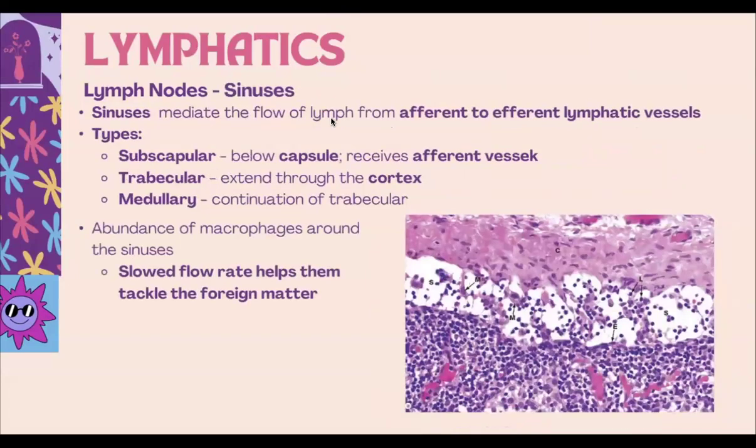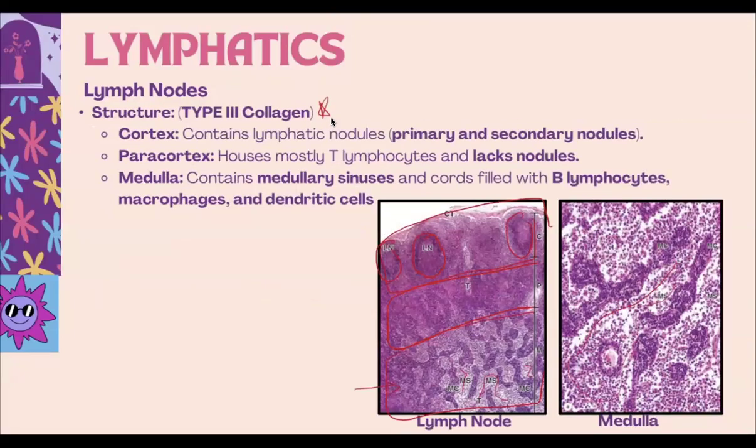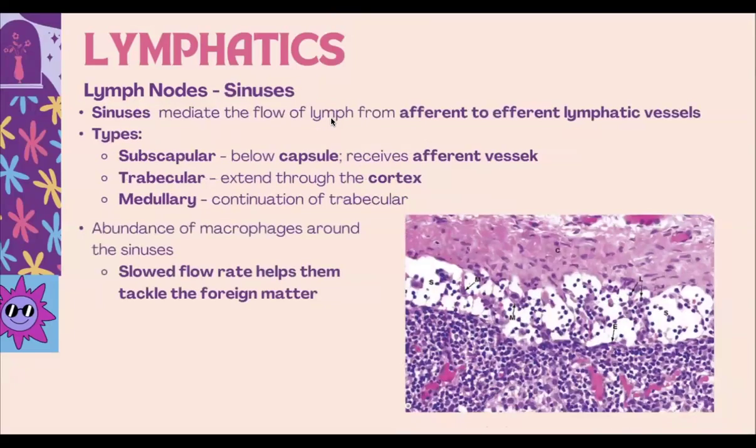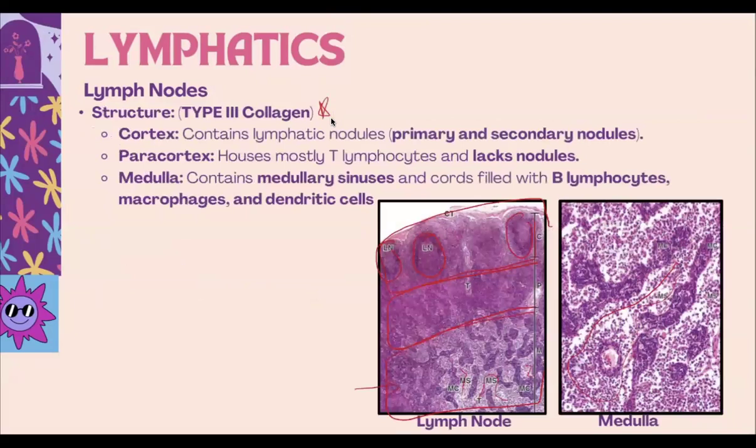So when we come to the sinuses, there's three main types: subcapsular, trabecular, and medullary. What's happening for the sinuses is we have the lymph coming in from the afferent into the lymph node, and now it has to pass through to the efferent. The passage of the lymph from the afferent to the efferent is guided by the sinuses.